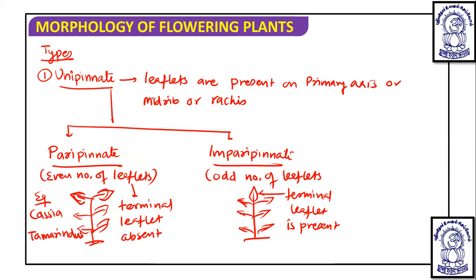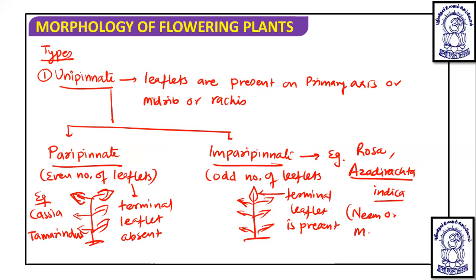And if we talk about imparipinnate, then the examples are Rosa indica, that is rose, and Azadirachta indica, that is neem or margosa tree. Okay, so that is imparipinnate.